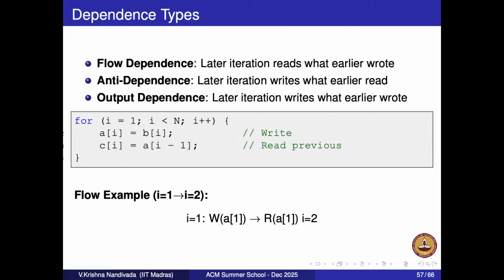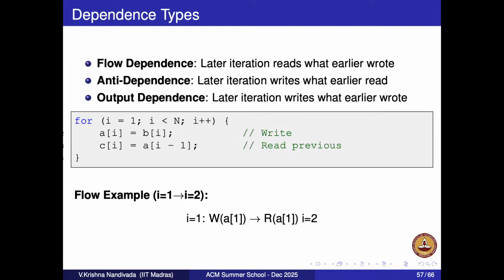I can have some other types of dependence as well. First one was flow dependence, second is anti-dependence. Anti-dependence is also called write after read.